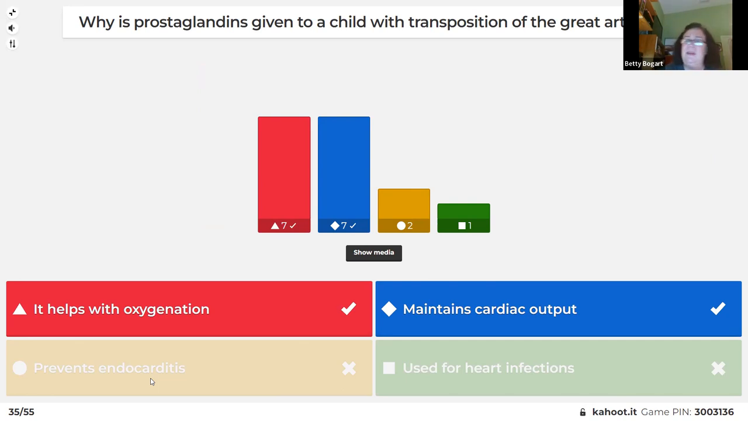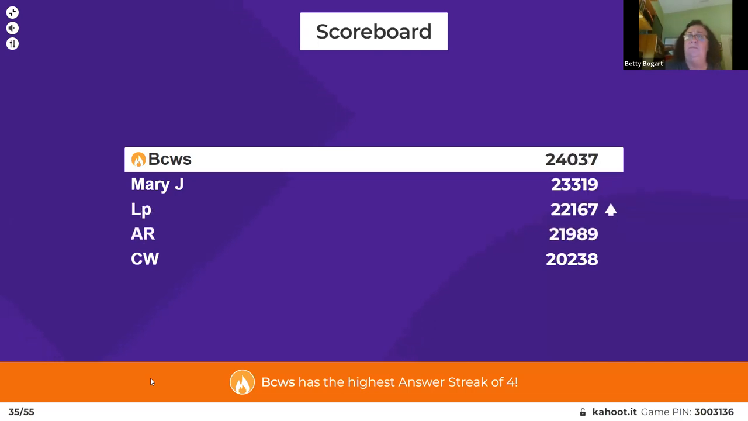It has nothing to do with antibiotics or endocarditis. It has nothing to do with that. Only oxygen and cardiac output, period.